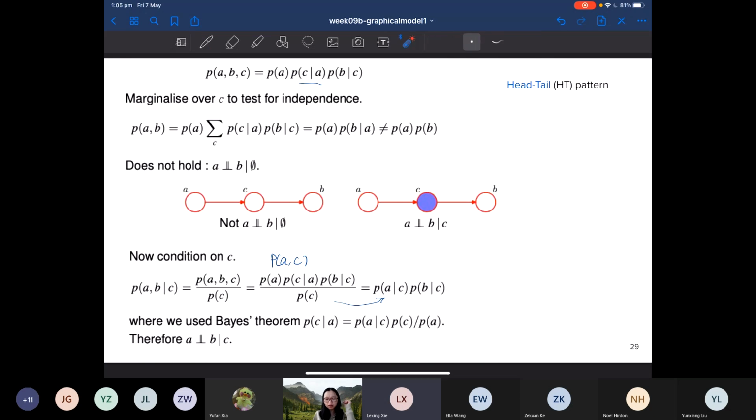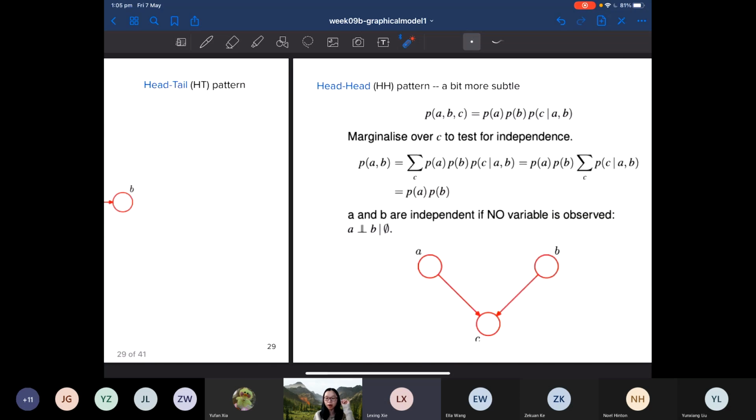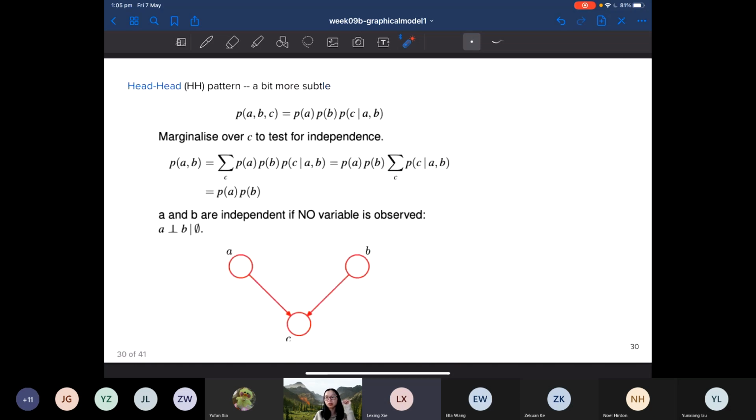So this is kind of intuitive, right? In the cloudy and grass example, if we know whether the sprinkler is on or not, then whether the grass is wet or not is conditionally independent of whether it's cloudy or not. So that's the head-to-tail pattern. The third pattern is the trickiest.